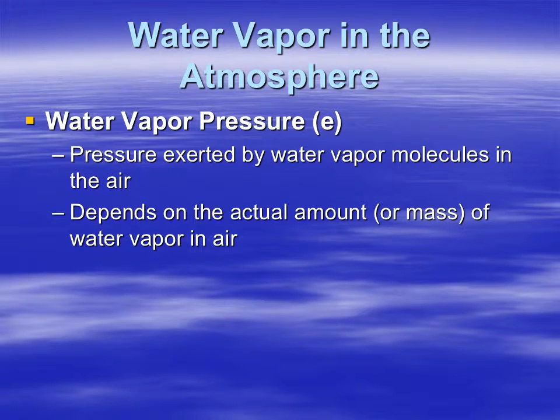So water vapor pressure is the pressure that's exerted by water vapor molecules in the air. The number of water molecules in the air determines the pressure. And, you know, each water vapor molecule has mass, so the more water mass in the atmosphere, the more pressure that it exerts.